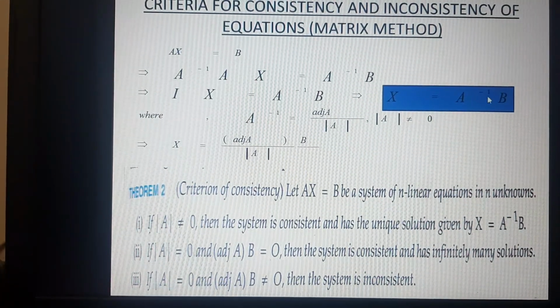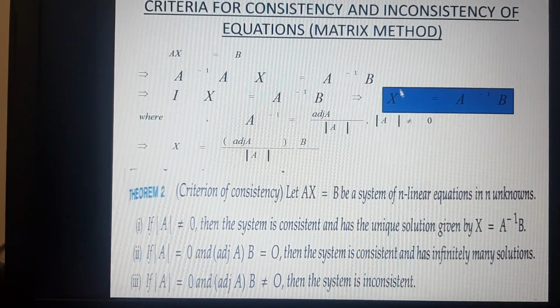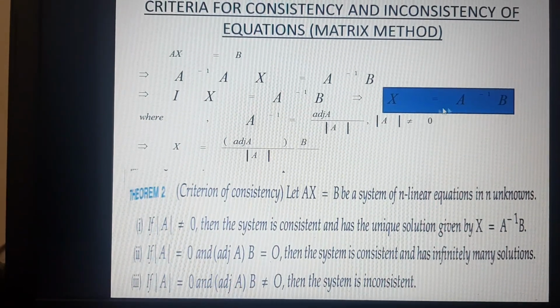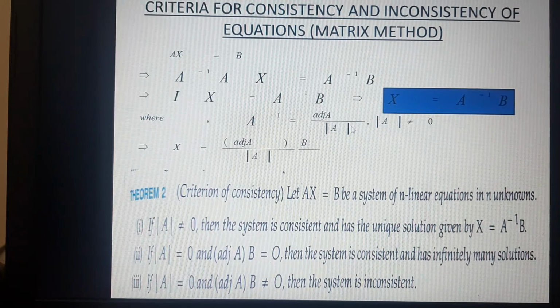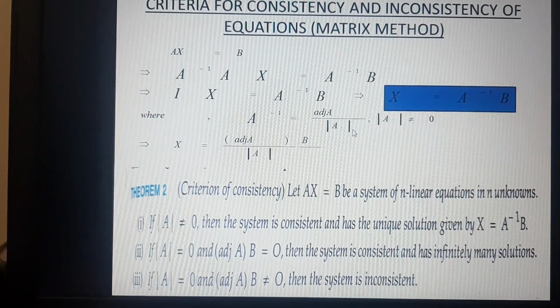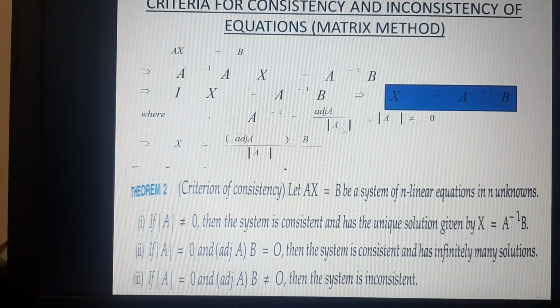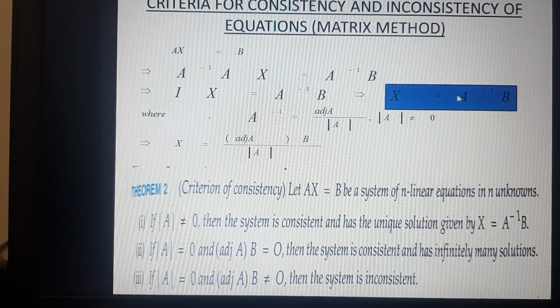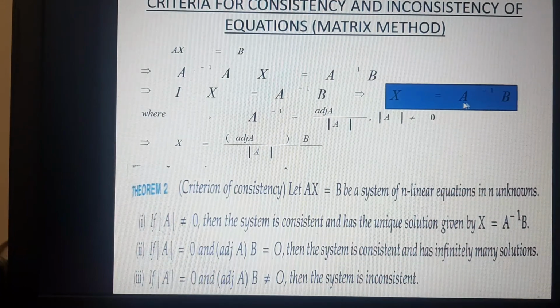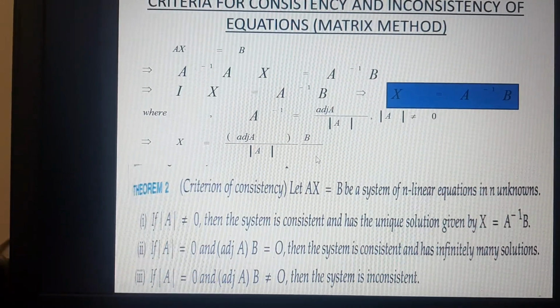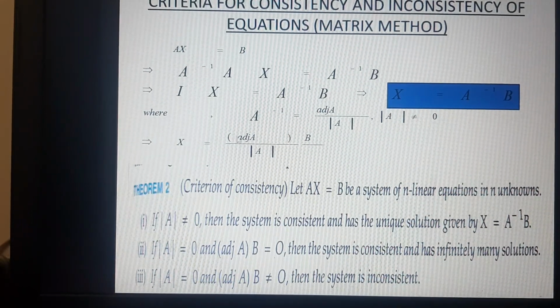We know that this x is the matrix of variables. A inverse we have to find by using the coefficient matrix, and B is the constants, where A inverse is adjoint of A upon determinant of A. So if I keep this in place of A inverse, I will get adjoint of A upon determinant of A into B. You can easily see that the numerator is adjoint of A into B.